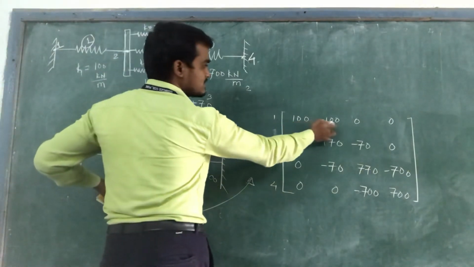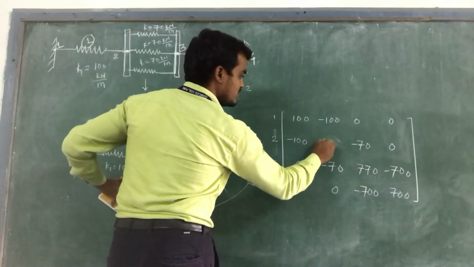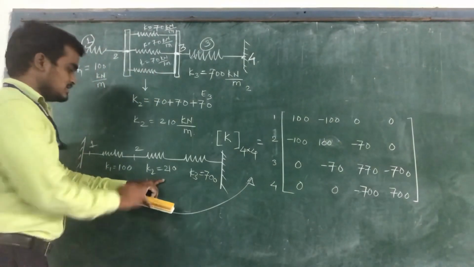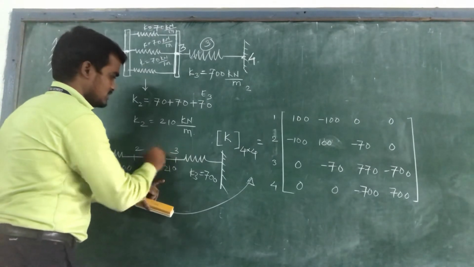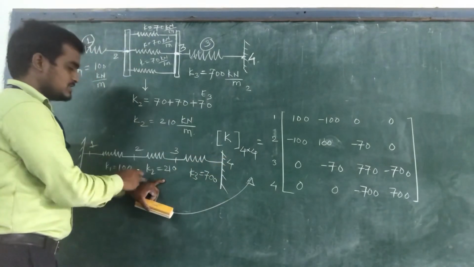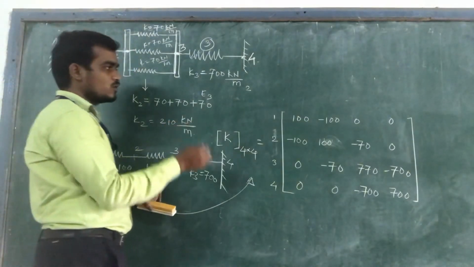So 100, minus 100, minus 100, and this will become, initially there will be 100 value. Then second, this is between node 2 and node 3. Between node 2 and 3, the stiffness value is 210. So put the value of K2 equal to 210 between node 2 and 3.